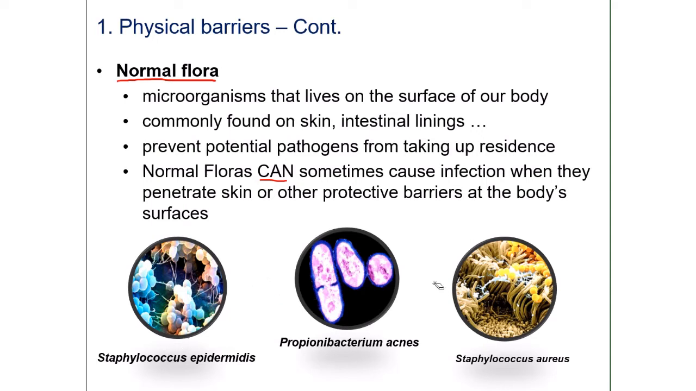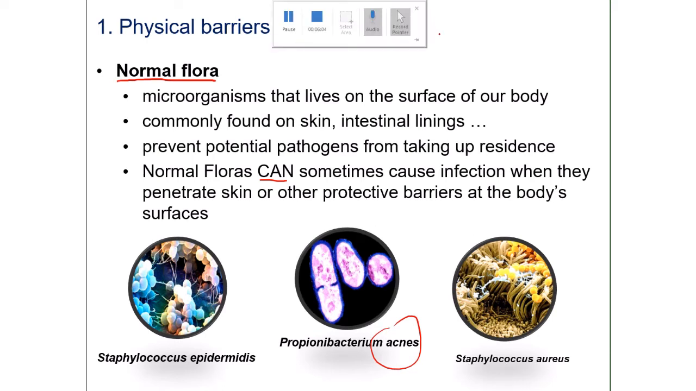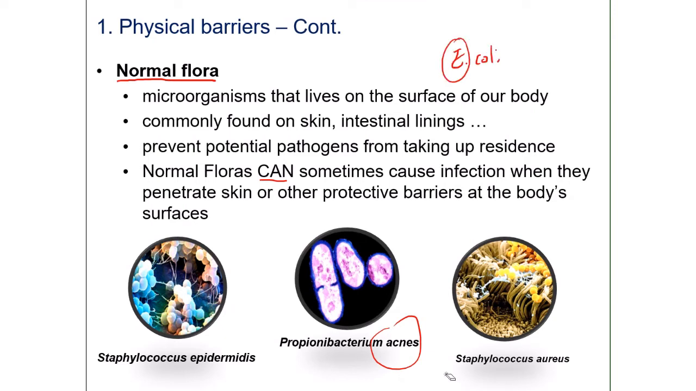So here are some examples of normal flora. Here we have Staphylococcus epidermidis. The bacteria name usually comes with two parts, just like we have first name and last name, and the names kind of tell you what kind of problems they might cause. Here we have another one that causes acne, and we have Staphylococcus aureus. We don't usually say the full name. You probably have heard of E. coli, right? E actually stands for a long name. So for Staphylococcus aureus, people usually just say S. aureus.